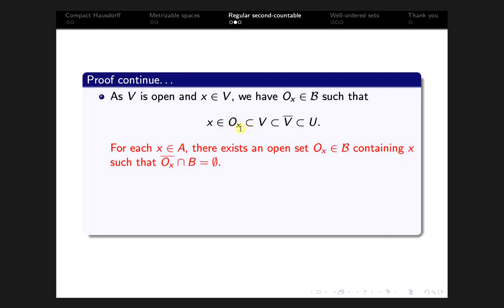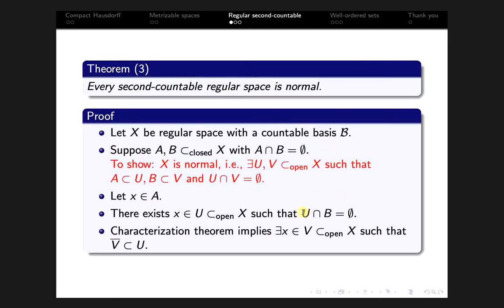So what is the summary? The summary is the following. For every point x in the set A, there exists a basic open set O_x containing the point little x such that O_x closure is disjoint from B. Here you see U has empty intersection with B, so U is disjoint from B, and so every subset of U is disjoint from B.